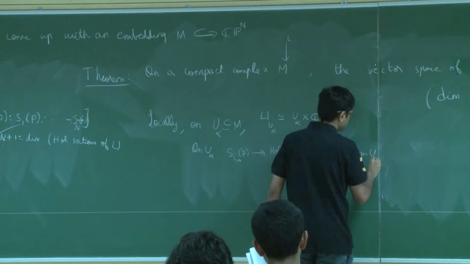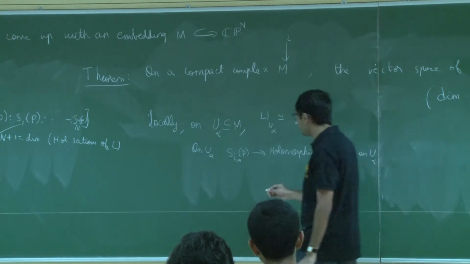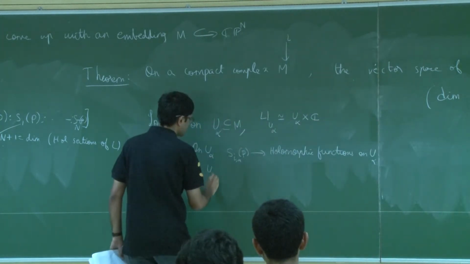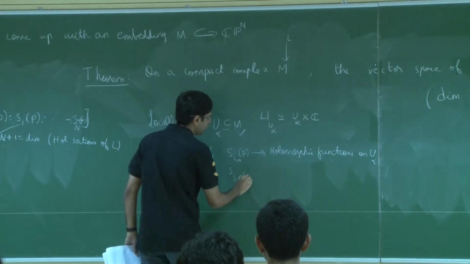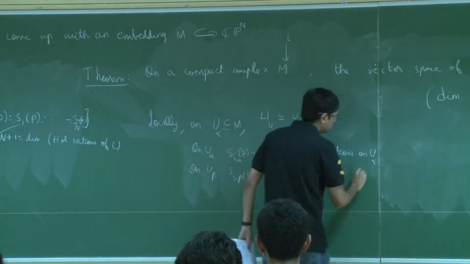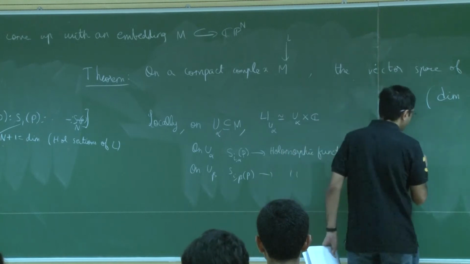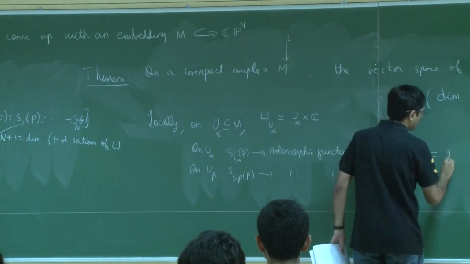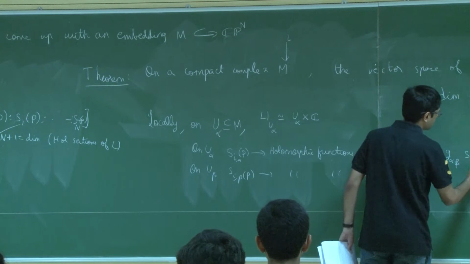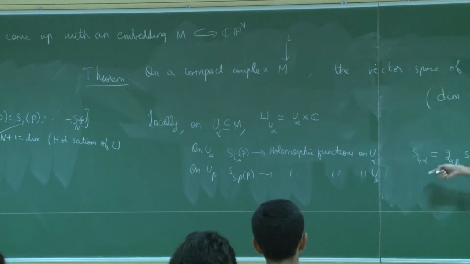On U alpha. On U beta, there will be different holomorphic functions. They will not be the same holomorphic function. They will be different, but they will be related according to the transition functions. I hope this part is clear.